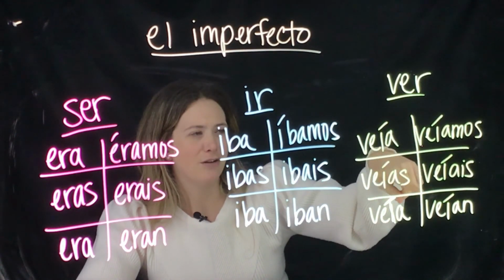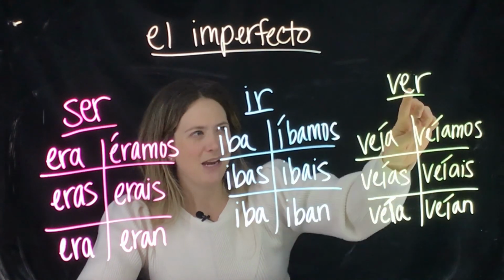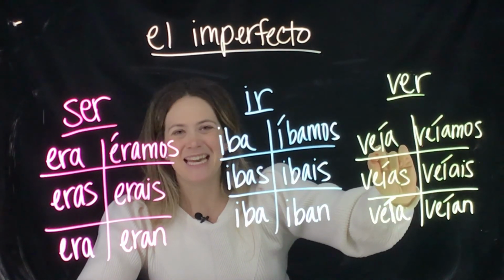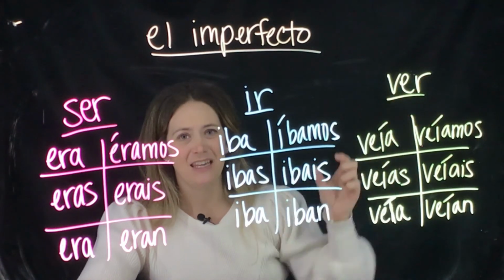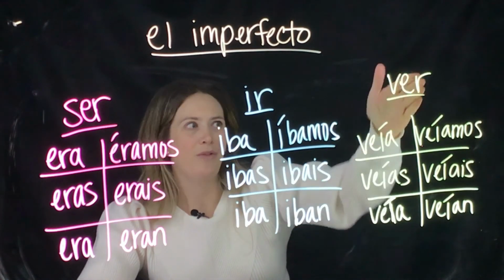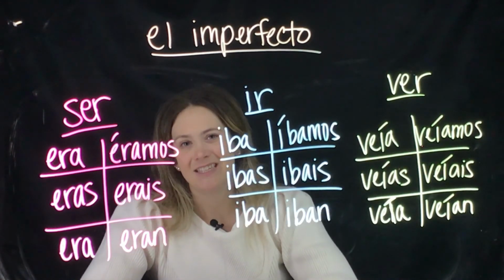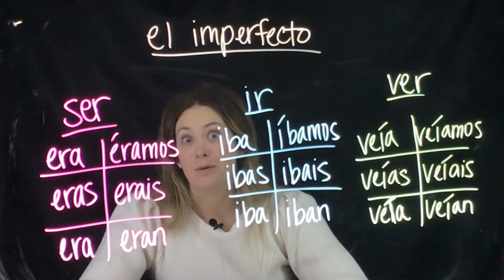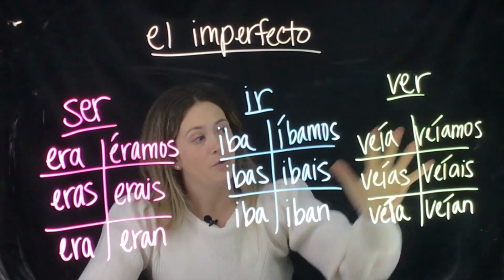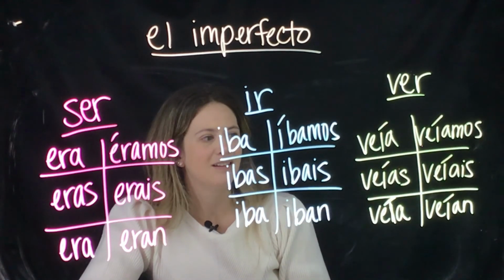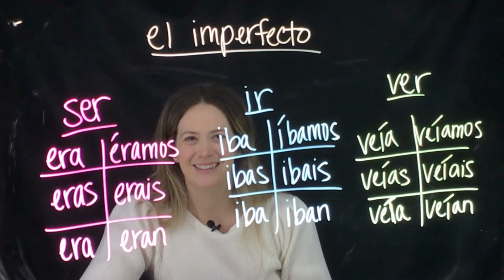Isn't that just an ER verb? The thing that makes ver irregular is that it keeps that E. Okay, we don't take off the ER when we conjugate there. We only take off the R and then add the ER endings. That's why it counts as one of our irregular verbs. Okay, know that there is an accent on every form of ver.